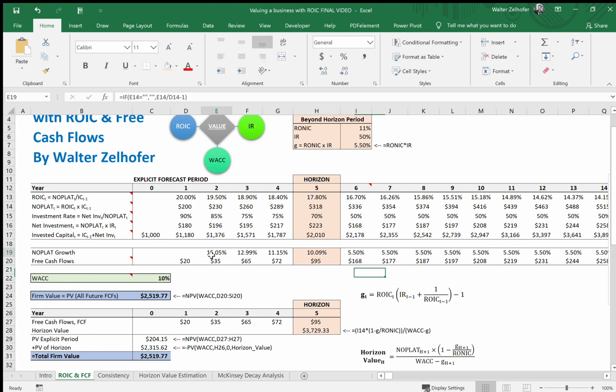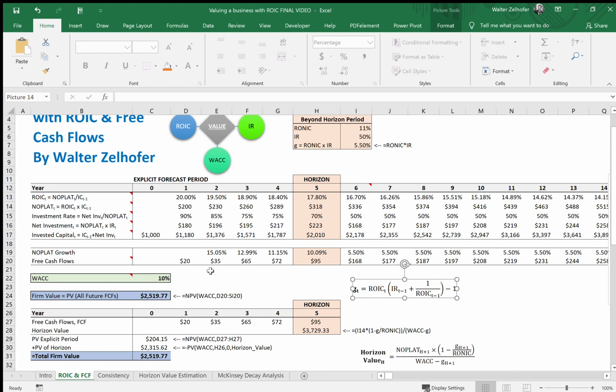So let's say we wanted to model and figure out another way of estimating the growth rate in your operating income. Well, you could do that with this formula right here. So suppose you know what your return on invested capital is because you've modeled that explicitly. Let's say that's 19.5%. And you also know what your investment rate is over time.